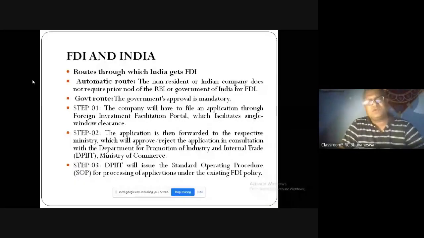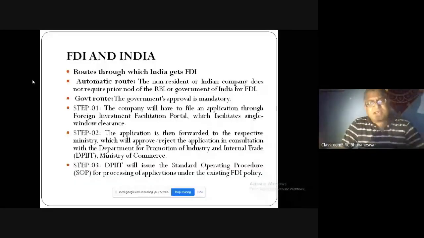But in the government route, the government's approval is mandatory, and rules and regulations have to be framed. How is it possible? There are different steps: step 1, step 2, and step 3. You see my slides. Step number 1 says the company first fills the application through the foreign investment facilitation portal, and it is a single window clearance system. Step number 2: this application is forwarded to the respective ministry, that is the Ministry of Commerce, and one department looking after it is called the Department for Promotion of Industry and Internal Trade, that is DPIIT, under the Ministry of Commerce.